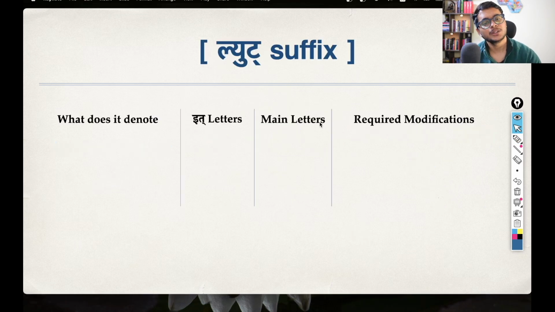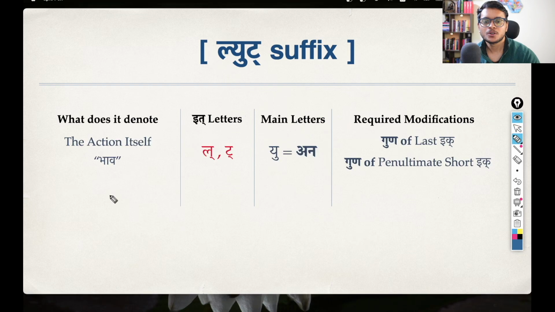So we are starting with the first suffix, lut suffix. What does this suffix denote? We already know that it creates a pratipadika from a dhatu with this meaning, the action itself, the bhava. When we see the examples very shortly, you will understand this point. Now what are the it letters of this suffix? For this lut, the la and the ta, the lakara and the takara, these 2 letters are the it letters. These are the indicatory letters.